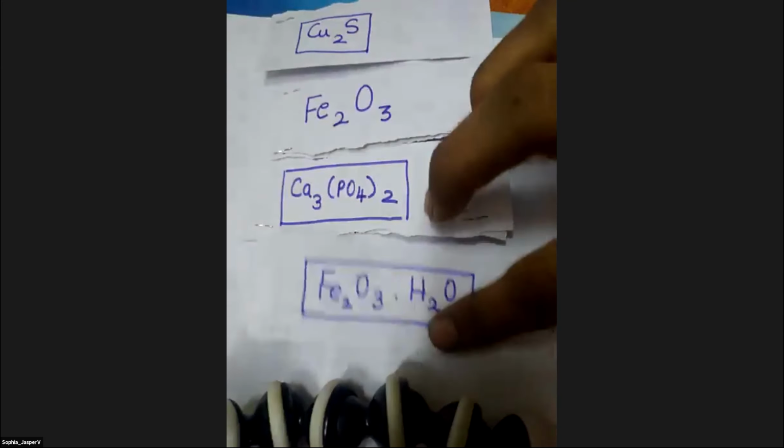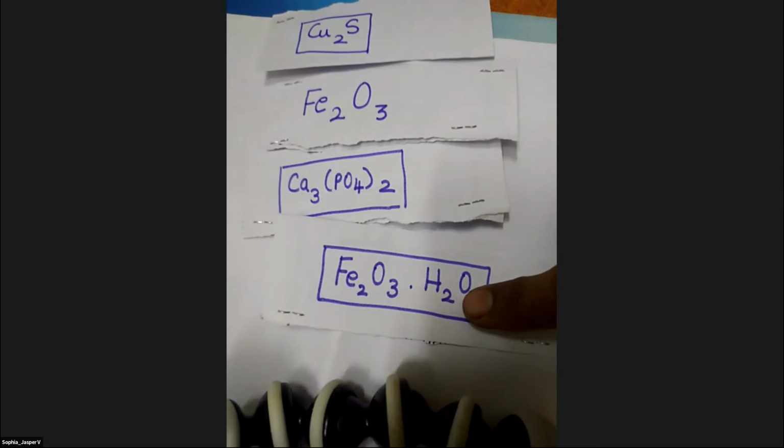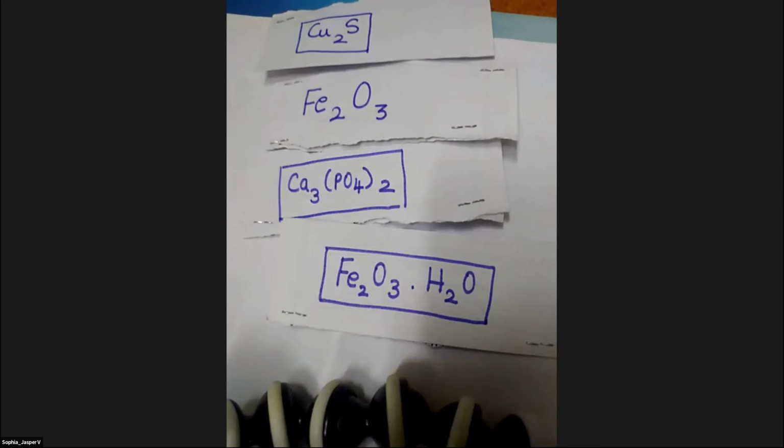And what does it contain? Fe2O3, hydrated ferric oxide. Okay. Can someone repeat after me? Hydrated ferric oxide. Hydrated ferric oxide. That's right. Fe2O3.H2O. Hydrated ferric oxide contains one molecule of water along with Fe2O3. This is used as a pigment in manufacturing paints.